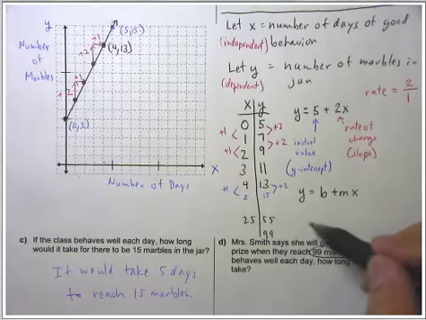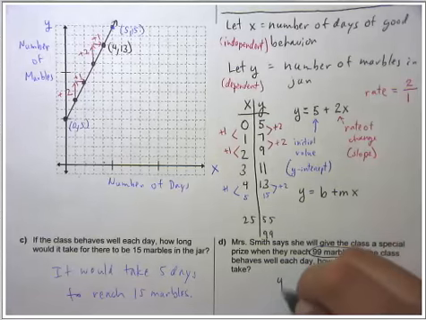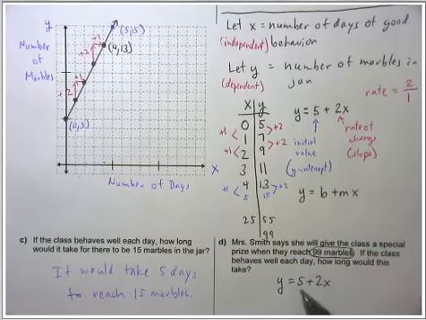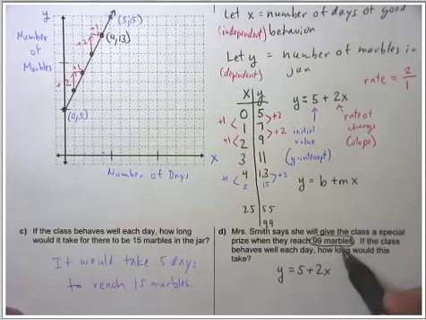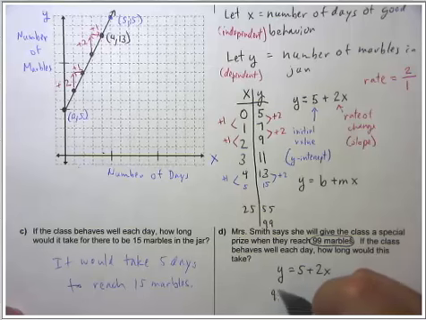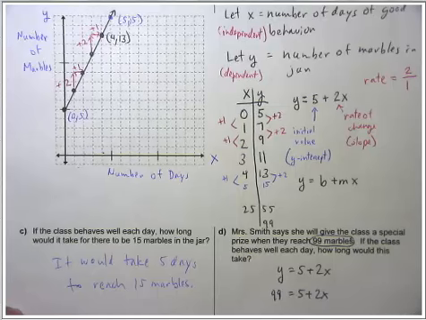But don't forget we have our equation. Our equation was y is equal to 5 plus 2 times x. Our initial value of 5 plus the rate of 2 times x, the number of days. And 99, that's the number of marbles we're trying to reach. So we're going to replace y with 99, because that's for the marbles, and we can solve for x. 99 is equal to 5 plus 2x.